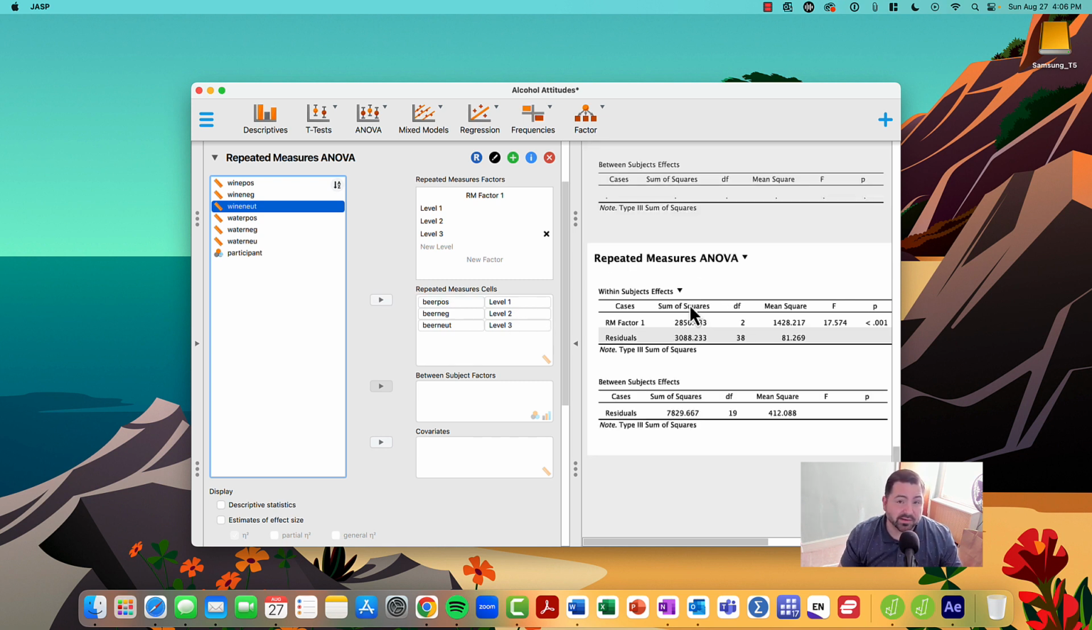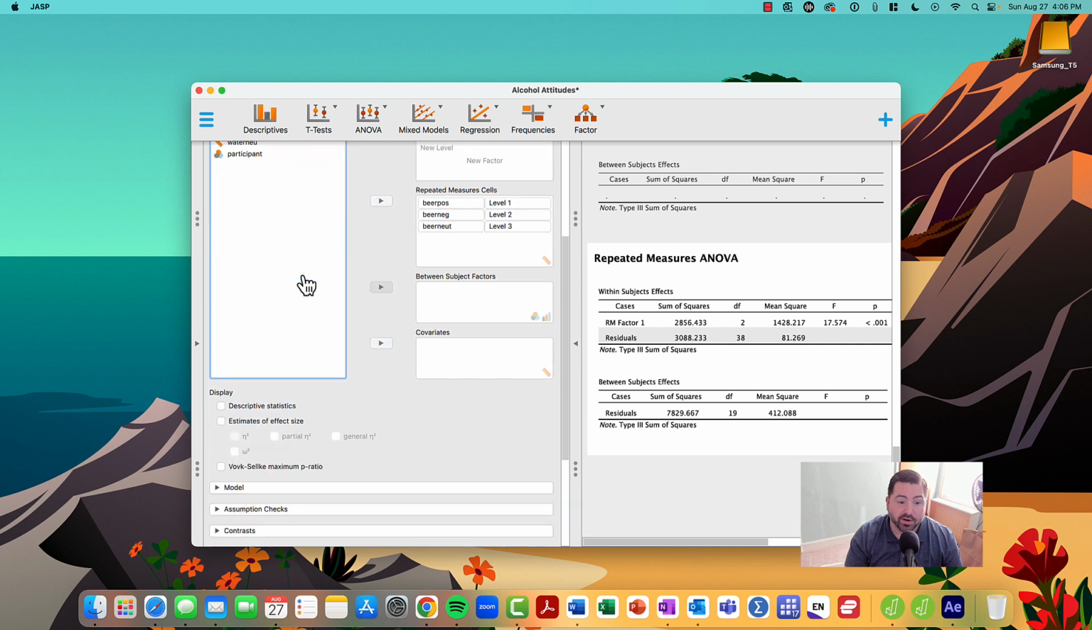Remember, these people are being assessed for their alcohol attitudes in response to a positive image of beer, a neutral image of beer, and a negative image of beer. This can be done for wine and water as well. Because we're interested in a one-way repeated measures ANOVA, this is the appropriate design in this case.